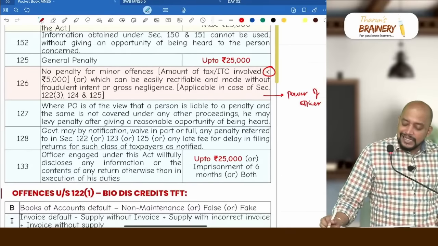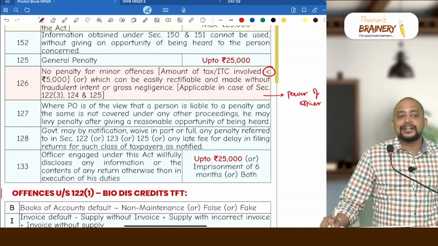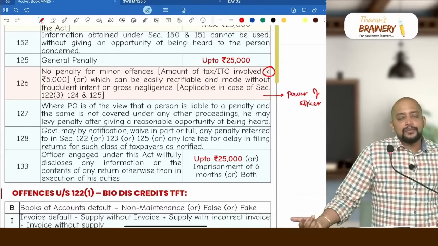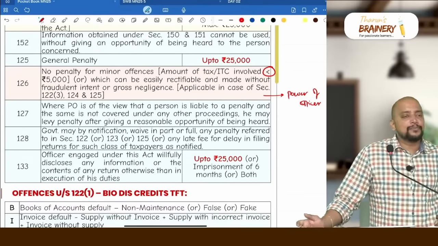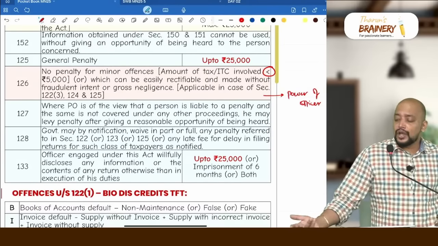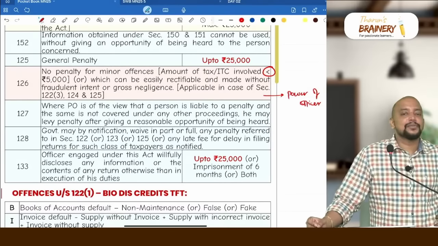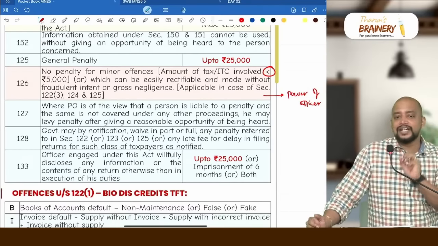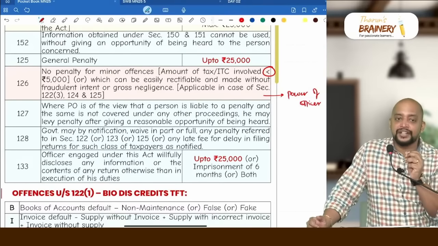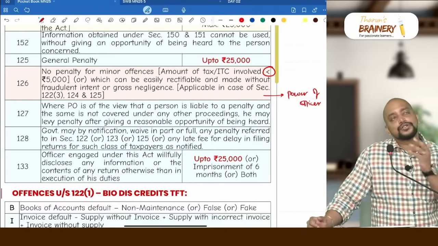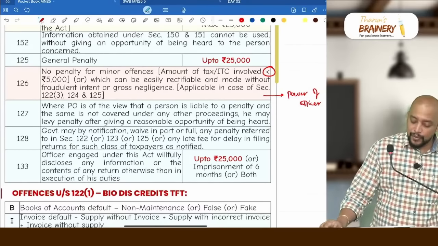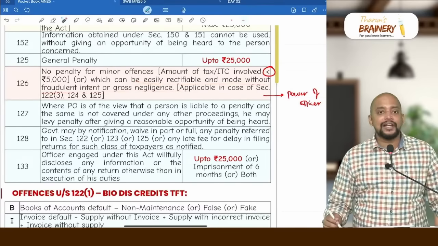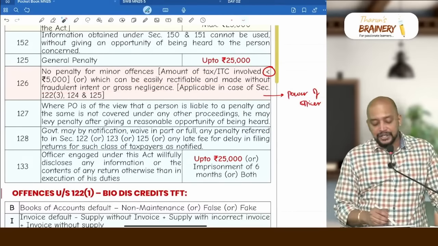And where the offence is easily rectifiable and made without a fraudulent intent or gross negligence. For example, I gave you an invoice without mentioning SAC. When I am not mentioning SAC, that is an offence. So you can complain, and the GST department will come and ask me, so you have not mentioned SAC. Yes sir, sorry. Next time onwards, I will give the invoice with SAC. Easily rectifiable and made without a fraudulent intent. If I had a fraudulent intent, I would not have given an invoice at all. So therefore, made without a fraudulent intent. In that case also they can waive off the penalty. What are the 2 cases? Number 1, no penalty for minor offences, or those which can be easily rectified and made without fraudulent intent or gross negligence. Okay.